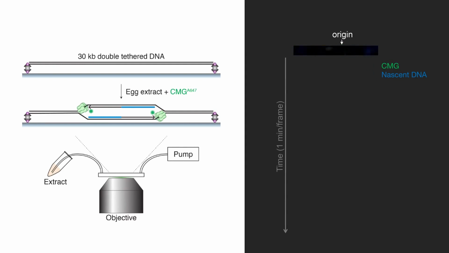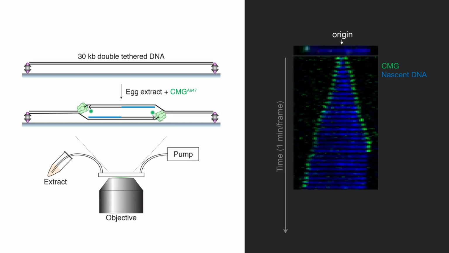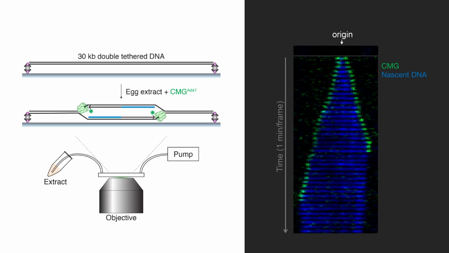He then used total internal reflection microscopy to look directly at the helicase as it's undergoing replication. When he looked at undamaged DNA templates, he saw that two helicases are assembled at an origin of replication and then travel away from the origin ahead of newly synthesized DNA, which is marked in blue.